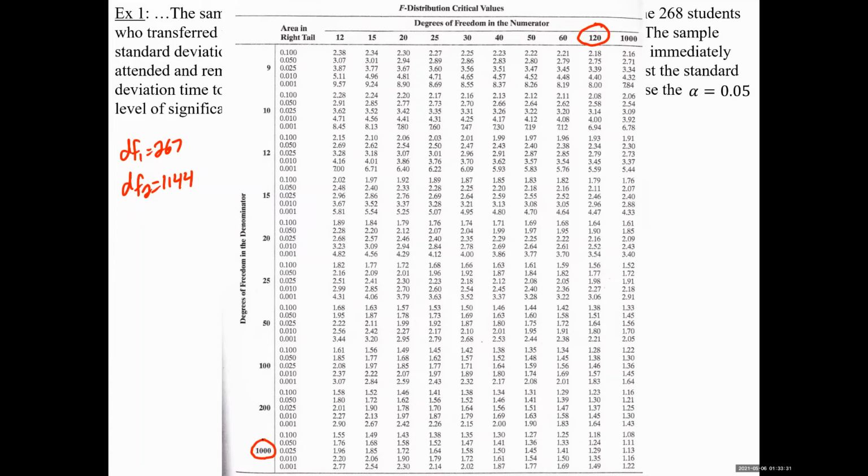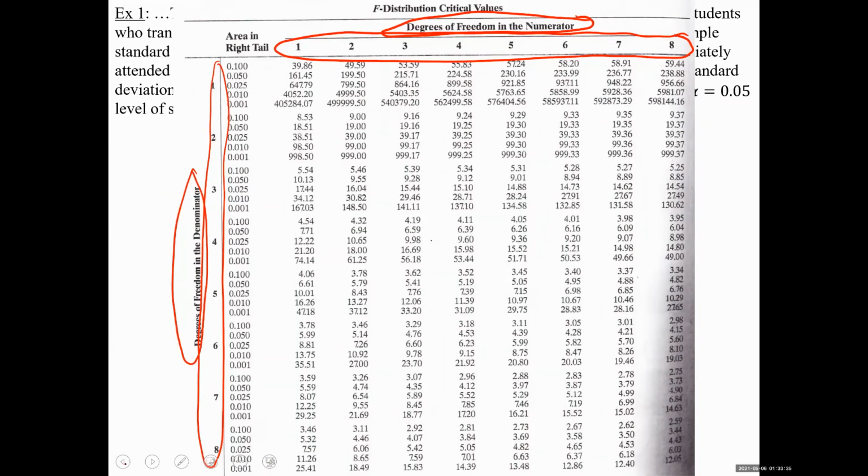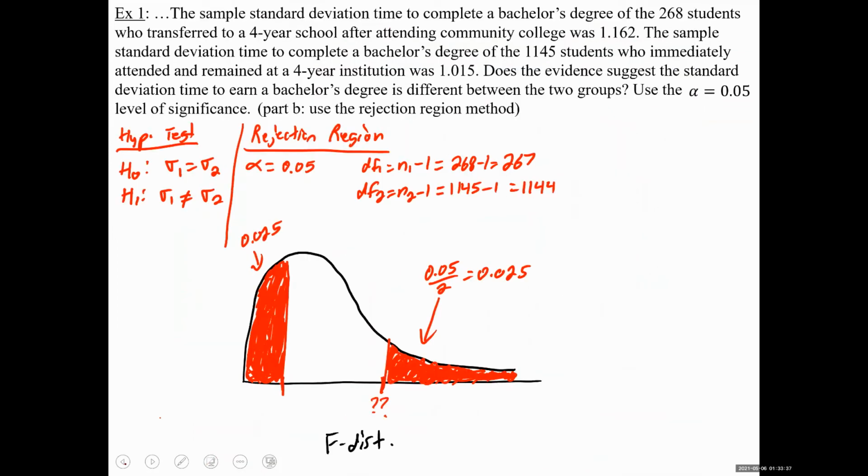Okay. Next thing, let's go back. The area in the tail is 0.025. So let's remember that, 0.025. Let's go back to the table.